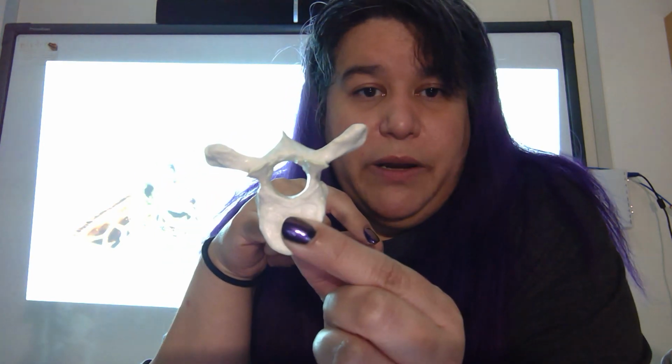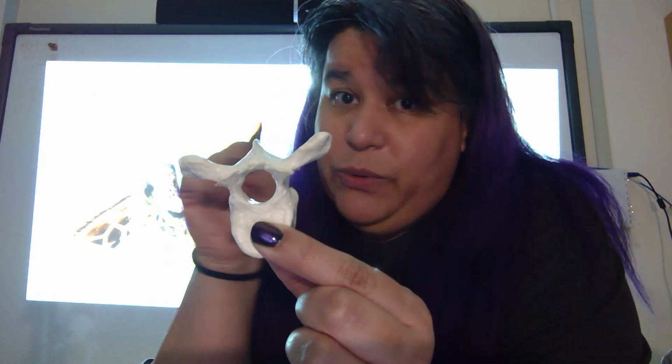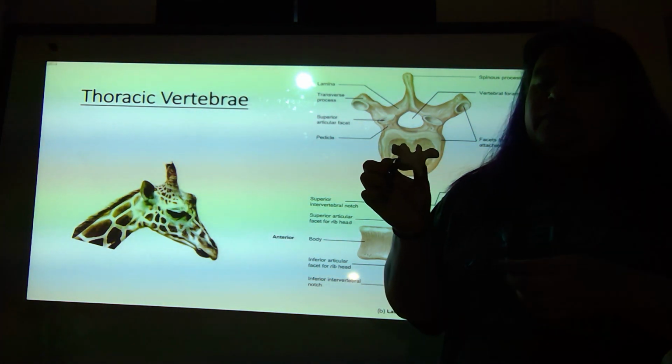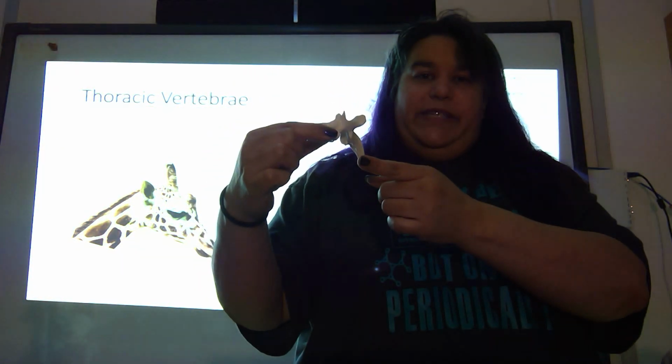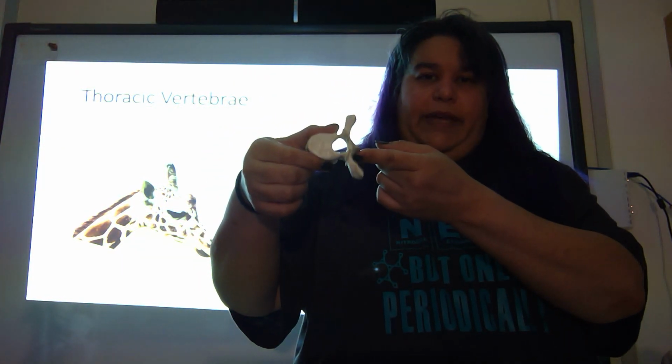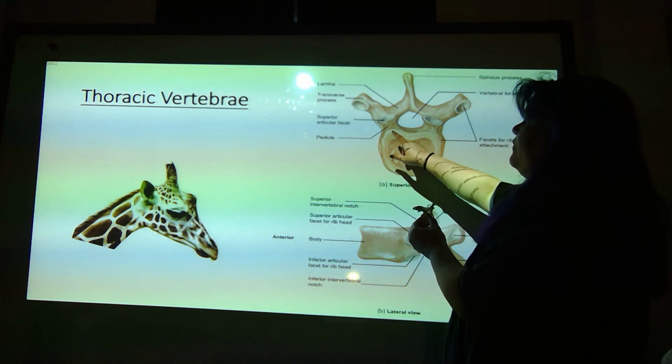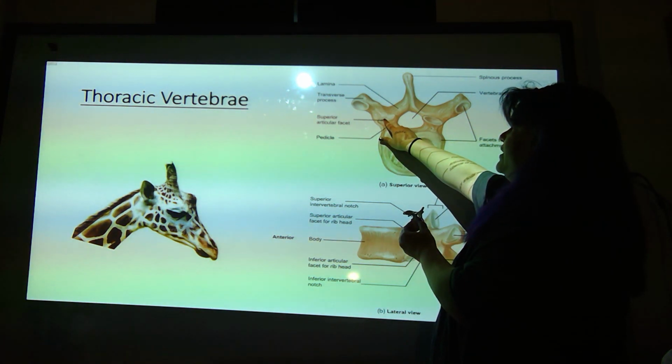The body is still this solid part. The vertebral foramen is still this hole where you've got the spinal cord going through. Notice that there are no transverse foramen on this. Remember I said the only one that has that is the cervical, okay? So, superior view. See how the nose faces down? This is superior, okay? So in the superior view, you have the superior articular facet.